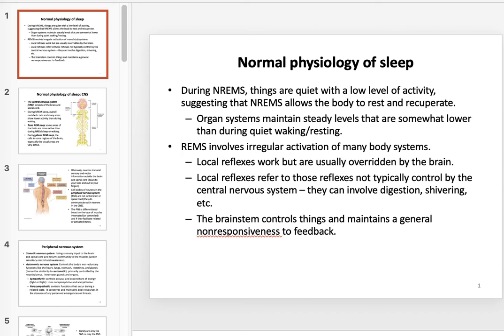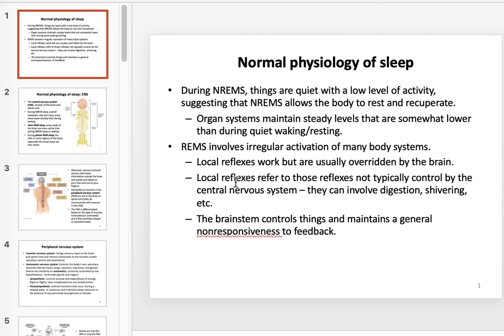Sleep has many effects on the body. In particular, we'll be focusing on things that happen during non-REM sleep. And so we've got a quiet level of activity. Our organ systems usually maintain quite a steady state.